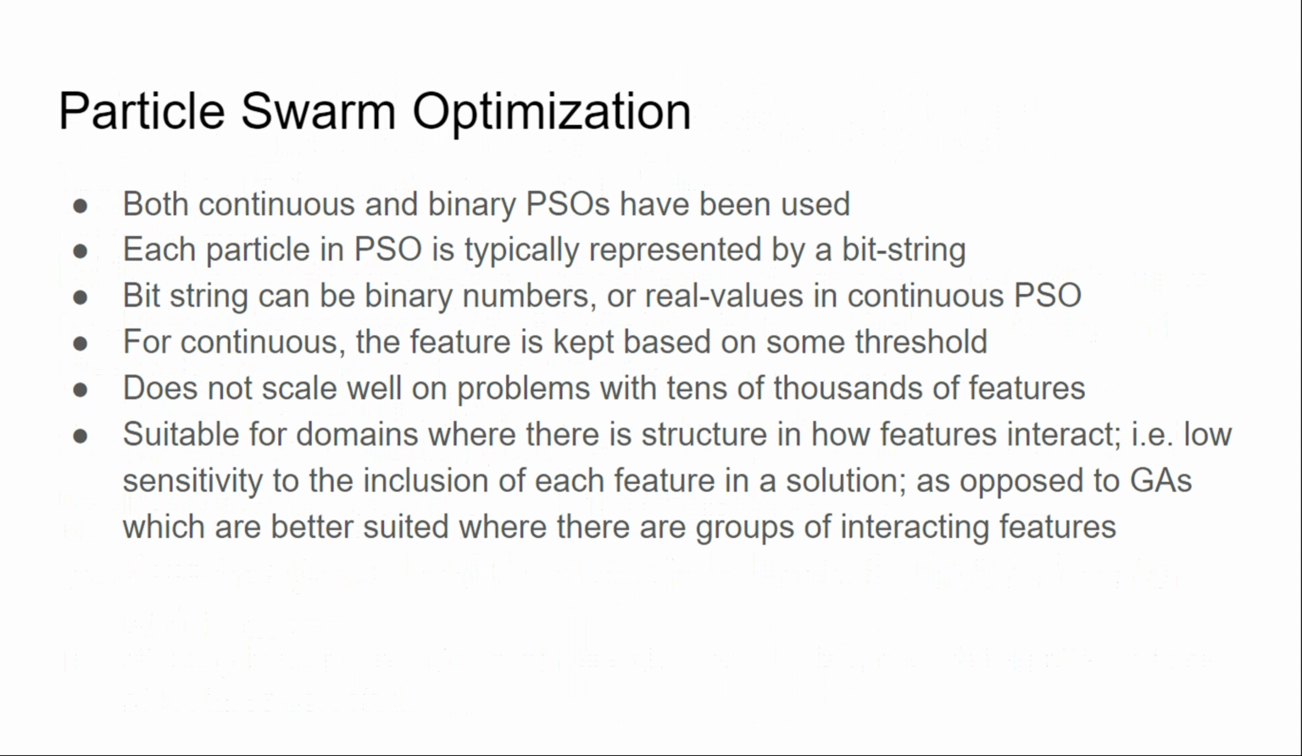PSOs, like GAs, conduct feature selection iteratively. They develop a population of candidate solutions referred to as particles. The particles then, using some mathematical formula, navigate around the search space trying to get closer to the best solutions. They're used for both continuous and binary problems. Like GAs, they use a bit string to represent the features, and they also do not scale well with tens of thousands of features. They're best for domains that don't have a whole lot of interactive features either. They mostly suit a structured set of data, at least data interactions.